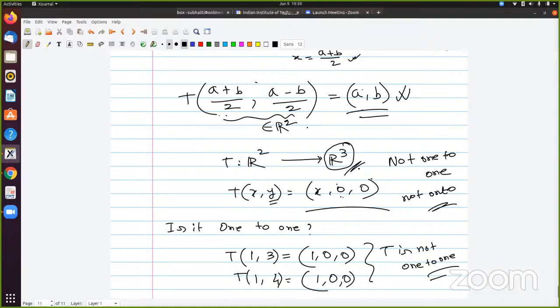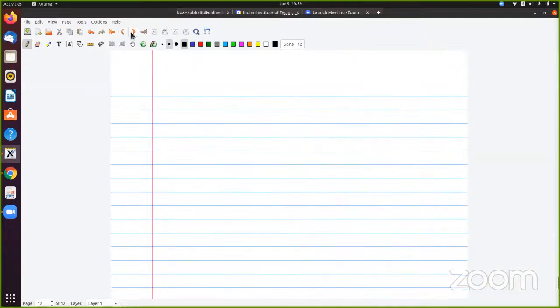So for this structure, it is not 1-to-1 and not onto. Correct? Is it clear to everyone? Yes, sir. Okay, great. Let me go a little bit further with this example itself. Another example, then it will be more clear.